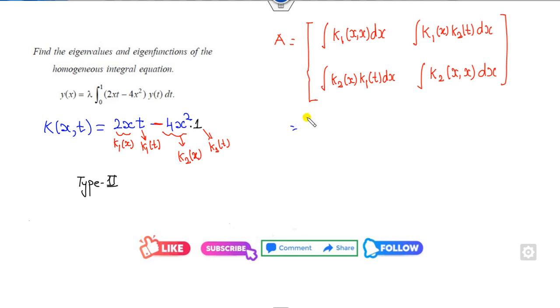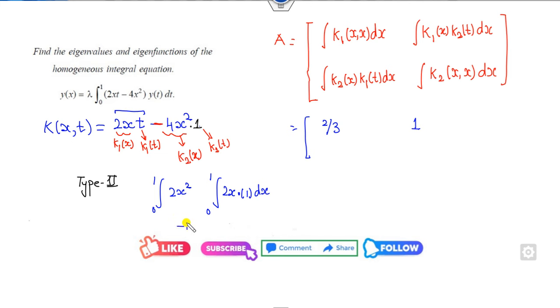Now you can substitute this. What is the integration of k1? K1 of x comma x is 2x square. What is the integration from 0 to 1? It's x cube by 3, so it is 2 by 3. What is k1 of x? K1 of x is 2x, into k2 of t, which is 1, of dx from 0 to 1. The answer is 1.